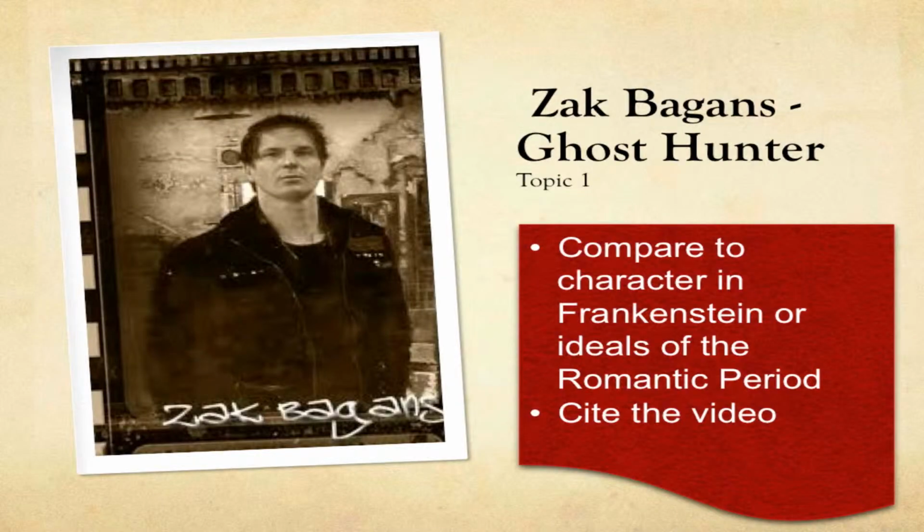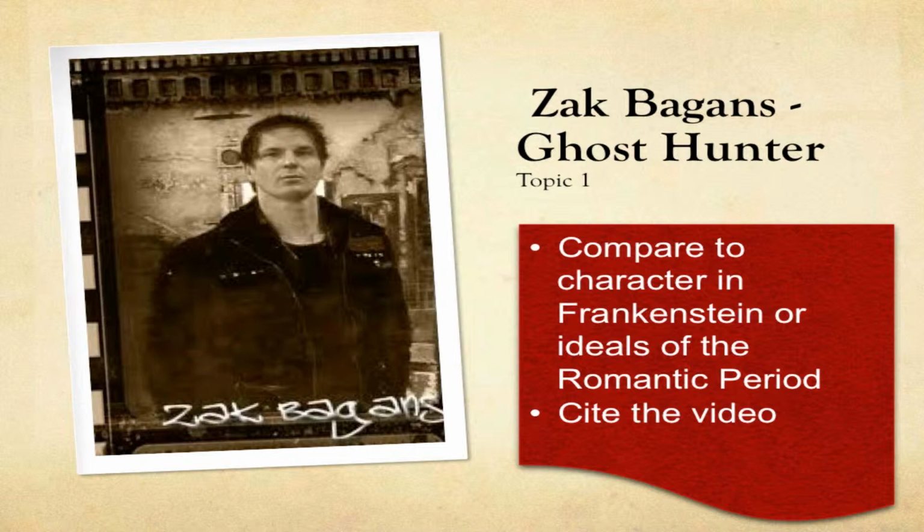All right. The first one, you're going to be looking at Zak Bagans from Ghost Adventures. He's a real person, not a character. So in your responses, please don't refer to him as a character. He's real. He goes out and investigates supernatural phenomena. Now, what is his connection to characters in Frankenstein? Or I would say specifically Victor Frankenstein. What do Victor and Zak Bagans have in common? I want you to find that out and report back to me.